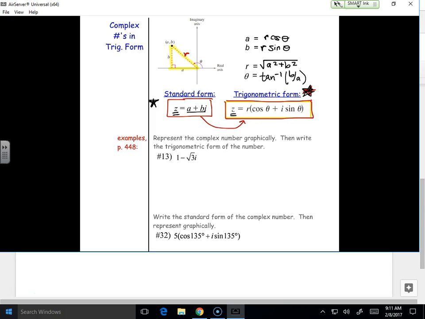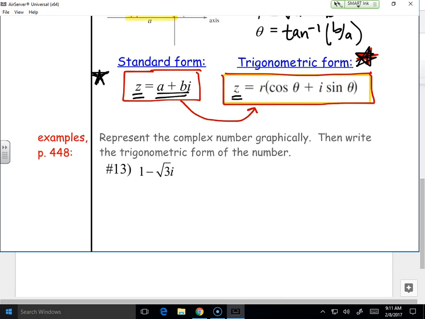The old standard form said a plus bi, where we saw the real and the imaginary. The trig form, let me zoom in, says we have an r, which stands for radius, kind of like magnitude, and you have cosine theta and i sine theta. So this little i, once again, is not a vector, that's the actual imaginary number.